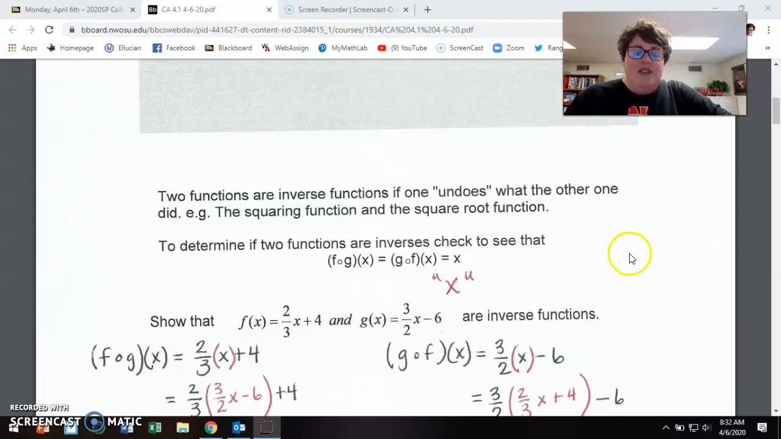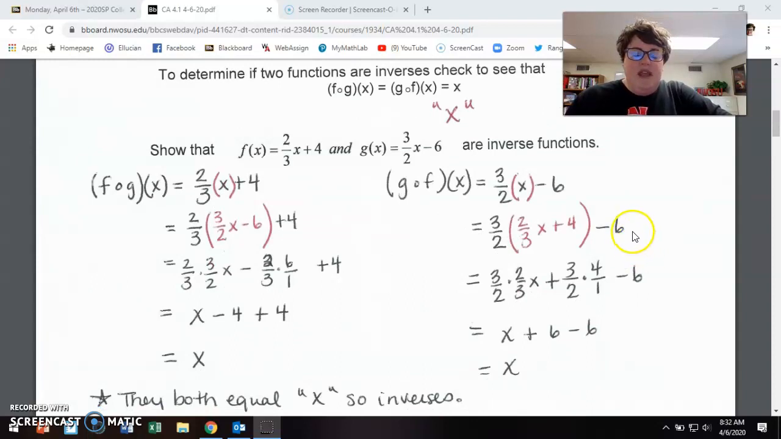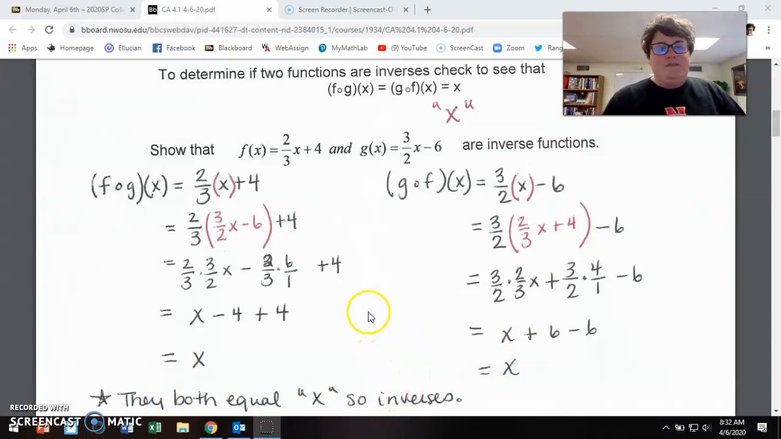Okay? So in this first example, I do f composed of g. So I start with f, and everywhere there's an x, I put in my g function, and then distribute 2/3, and then simplify, and I get x. Go the other direction, g composed of f. Substitute in my f function, and I get x. So because they both equal x, they are inverses of each other. Okay, they both equal x.